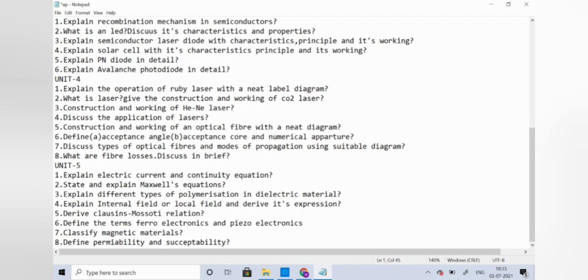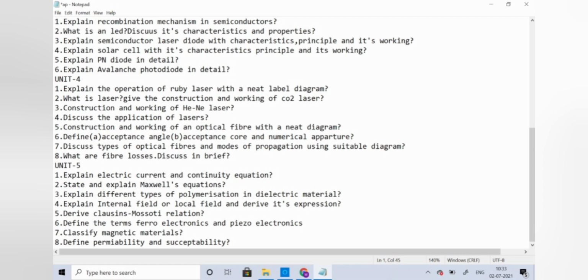Next one, seventh one, discuss types of optical fibers and modes of propagation using suitable diagrams. Yes, if you have sufficient time, you go through the seventh question, otherwise you may skip that question. And next, eighth question, what are fiber losses? Discuss in brief. Yes, this question is very important and please go through it.